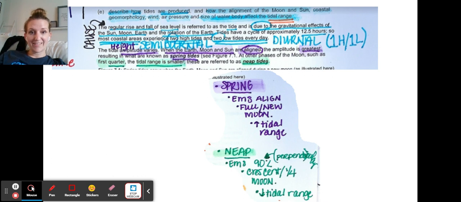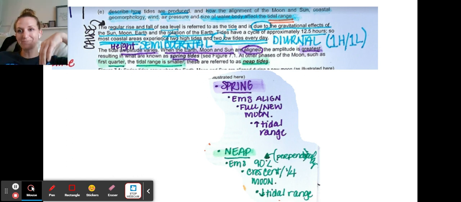Those are called spring tides. It has nothing to do with spring, but it's called a spring tide. And so I just think like boing, like a spring. And that's going to produce a really big distance. The high tides are really high. The low tides are really low. And so the distance in between, the difference, is going to be great.